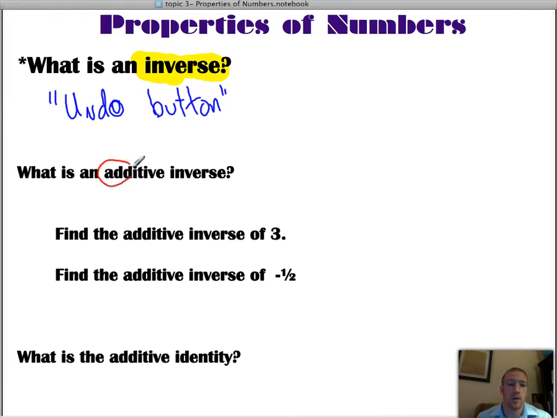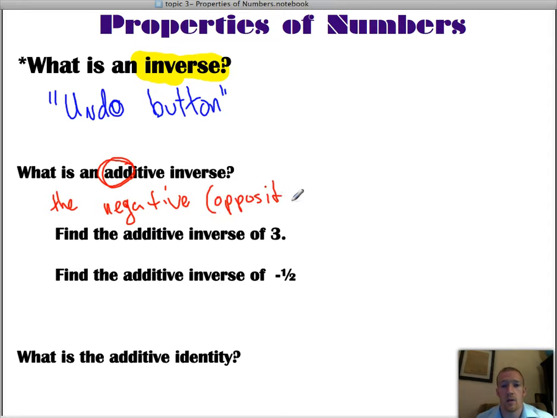So for addition, what is an additive inverse? It's whatever unadds the number you added before. So it's the negative, and technically it's the opposite sign. Spelling counts, I guess. It's the opposite sign number. So the additive inverse of 3 would be -3, right? If I add 3, then add a -3, I've really done nothing in the end.